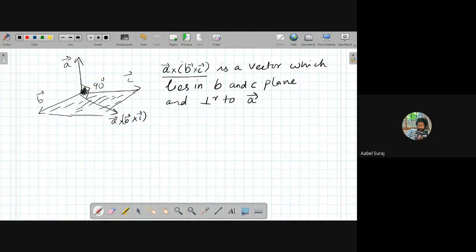So please remember that this will be the plane, and this vector will be perpendicular to this planar vector. Both will be mutually perpendicular to each other, obviously, and A cross B cross C is perpendicular to vector A. So if you are asked what is the direction, or what is the idea of A cross B cross C, then A cross B cross C is a vector which lies in the BC plane and which is perpendicular to vector A. So this is the general idea of the A cross B cross C vector.